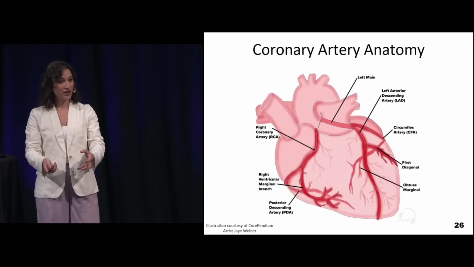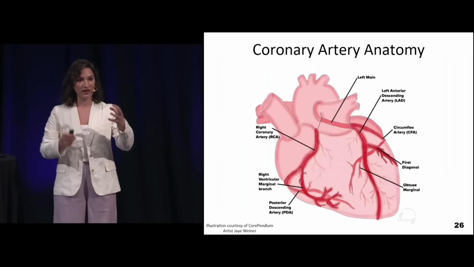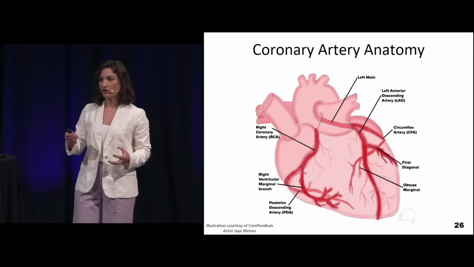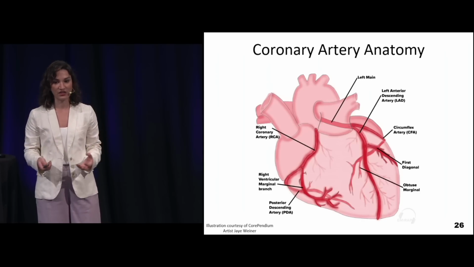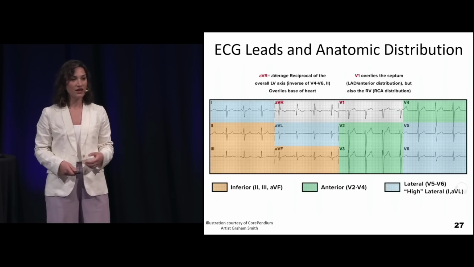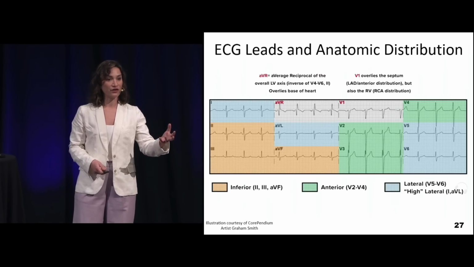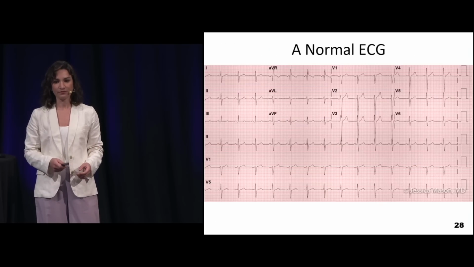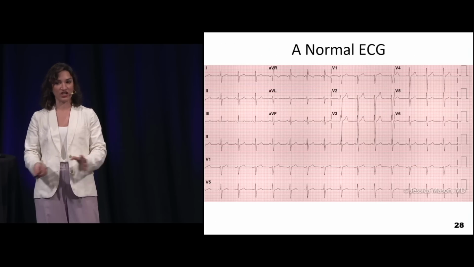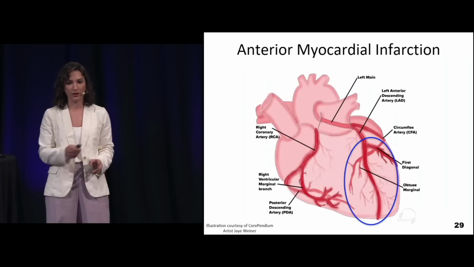So, a nice coronary anatomy picture here. If you just want to think about what coronary arteries are being affected with what kind of STEMI, inferior or anterior, here's the anatomy, and here's the coronary artery that's being involved, and again, how it correlates to your EKG. So this is a very normal EKG. It's always nice to have a normal to compare with.